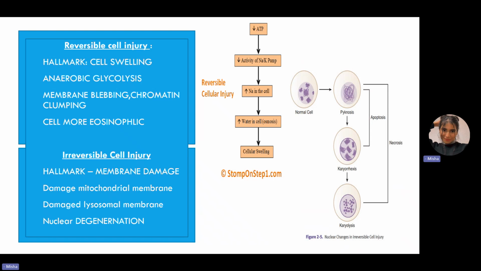The next thing is that there's low protein synthesis because of the rough endoplasmic reticulum dilation, and cells become more eosinophilic. Okay. Now let's move on to irreversible cell injury.